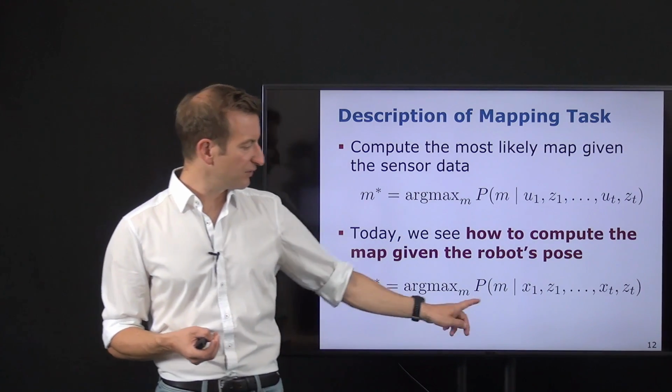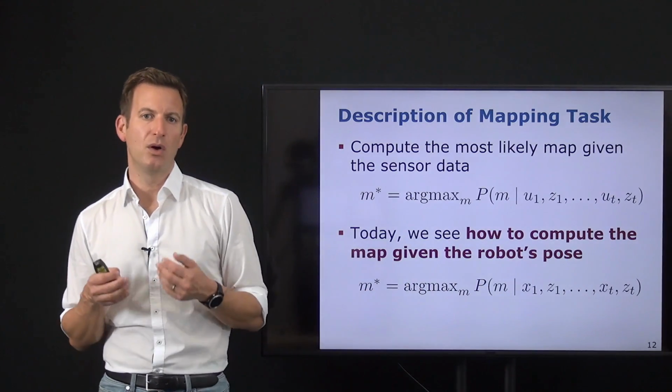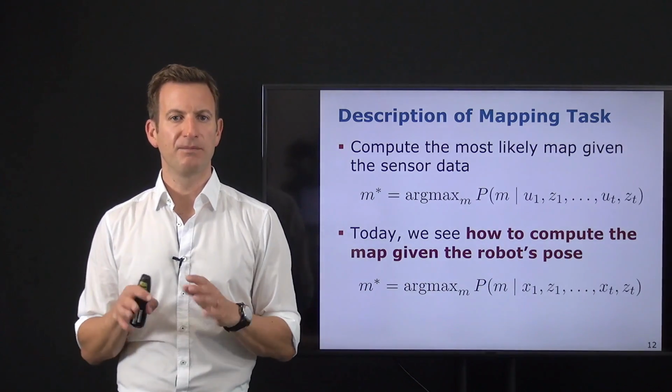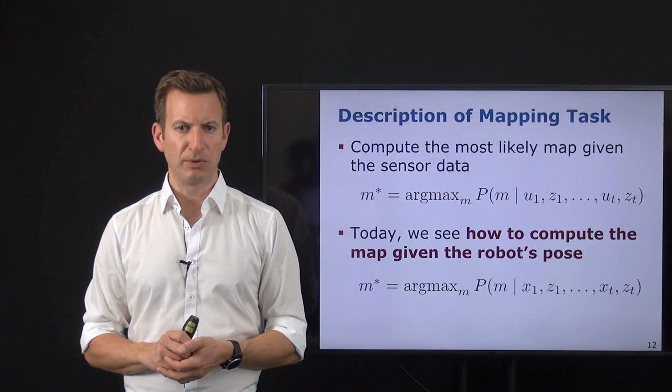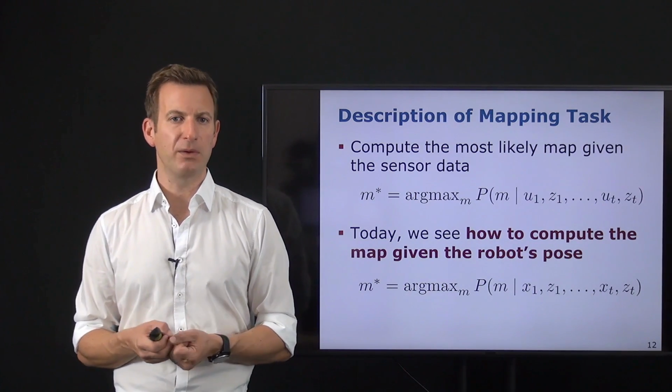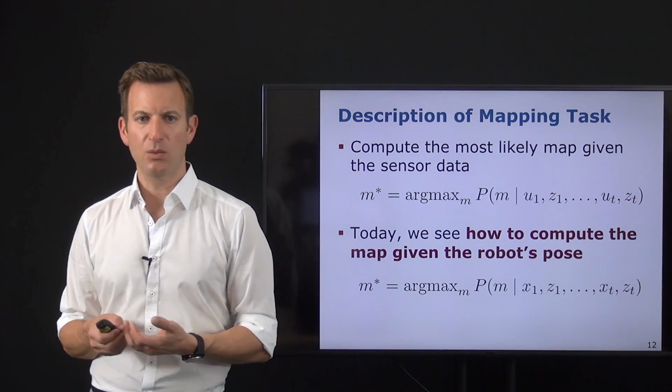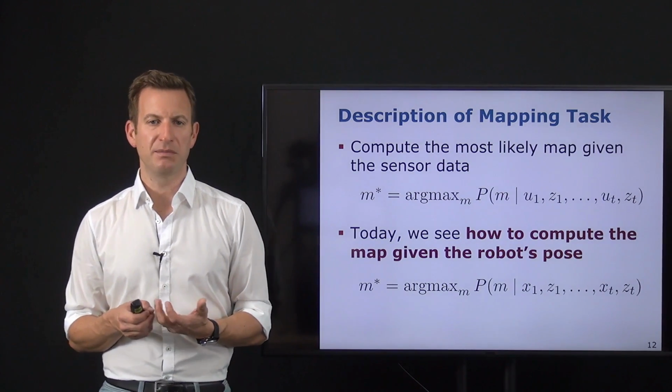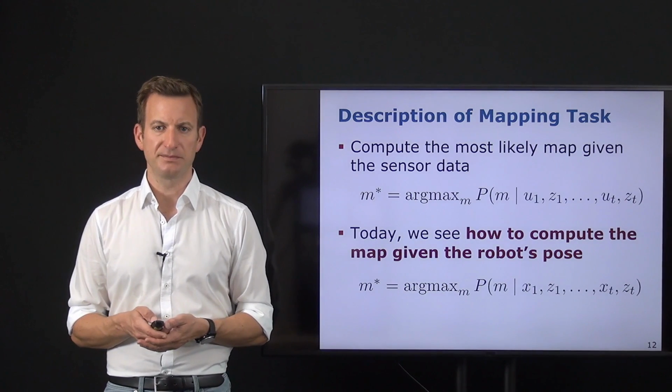So we are only interested in estimating this variable m. So what does the environment look like, ignoring the potential pose uncertainty that is involved in that process. So it's therefore also something that's called mapping with known poses. So for today we're looking just into maps that can be built given this pose information.